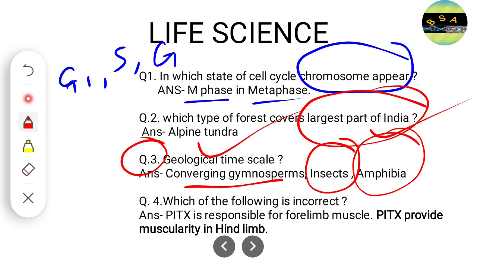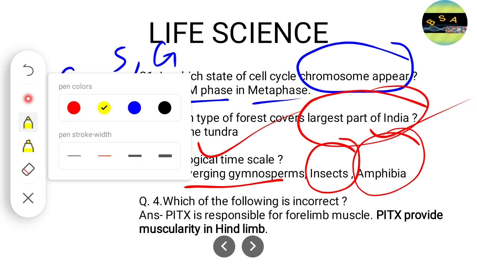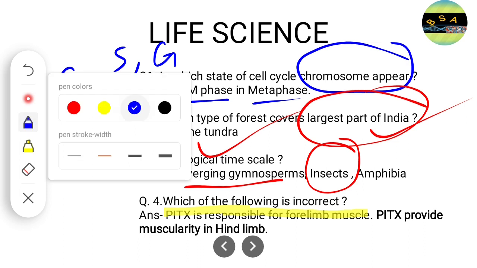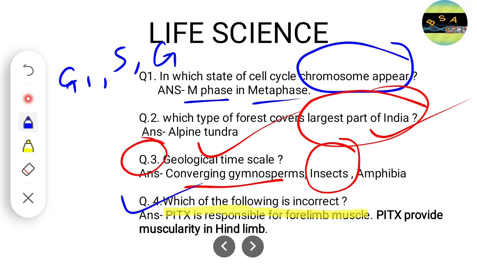Another question came from developmental biology, and this is a very easy question: which of the following is incorrect? They give some options, and you have to choose the incorrect option. The incorrect option will be this: PTIX is responsible for forelimb muscle. As we know, X provides the musculature in the hind limb, not in the forelimb. So this option will be wrong, or you can say the incorrect option. The students who have done this will definitely get marks. So these are some questions that we get.